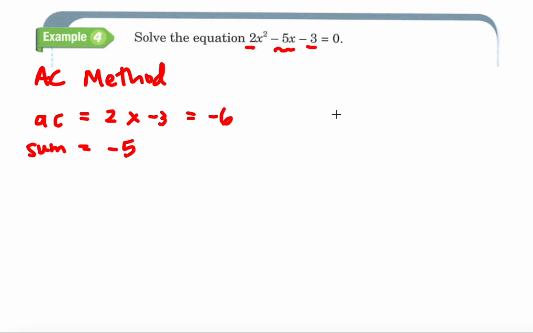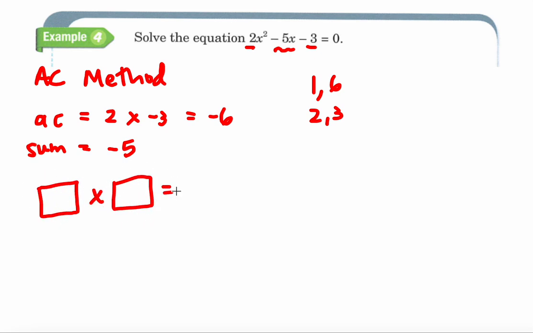All right, I need factors that will multiply to get me to 6. So let's see, that's 1 and 6, 2 and 3. And then they also need to get me to the sum of negative 5. That's tricky, because it could be 6 minus 1 to get 5, or 2 plus 3 to get 5. So the signs really matter, right? If I need to get to a negative 6, that means one of them needs to be negative. That's going to help me figure out which one.